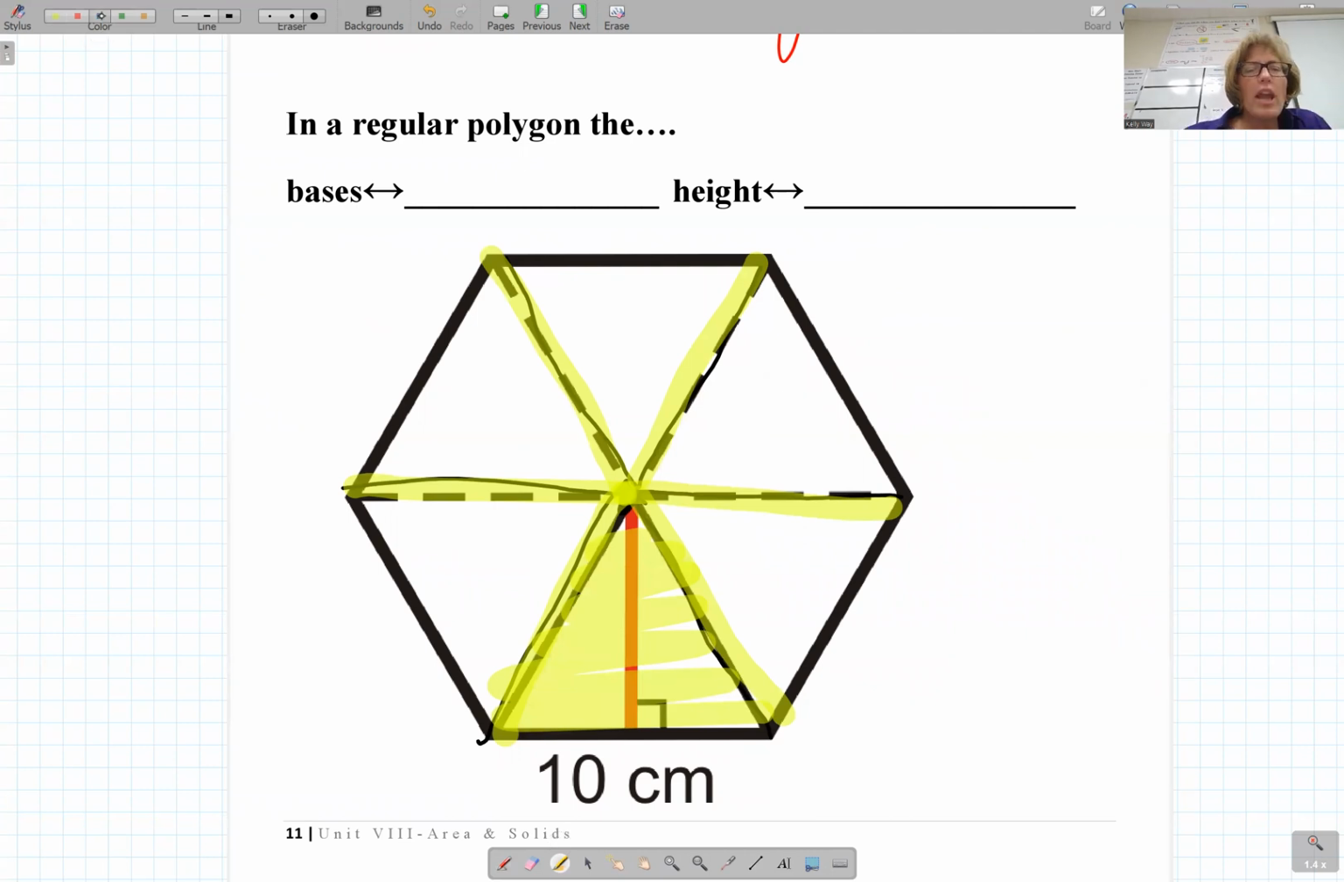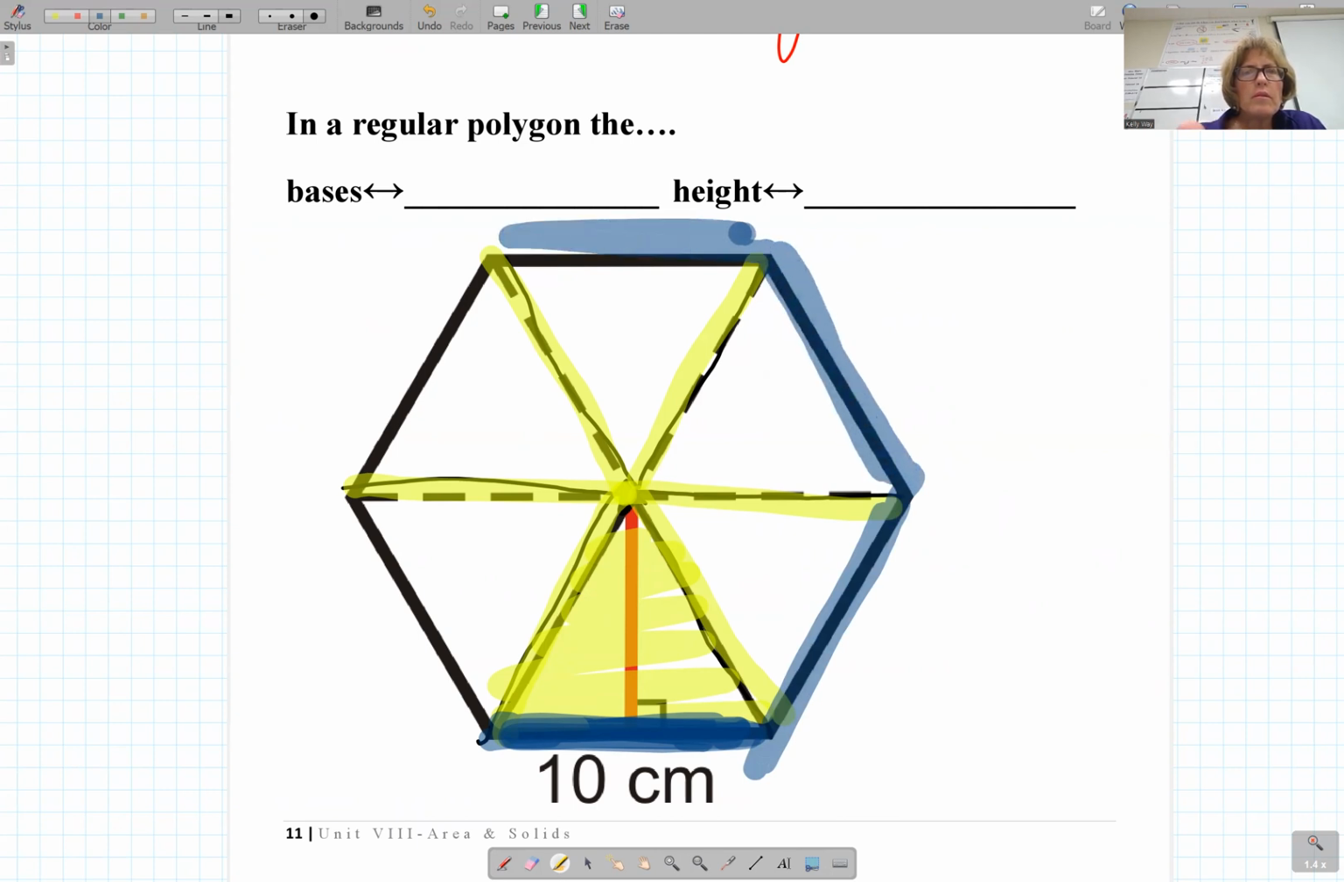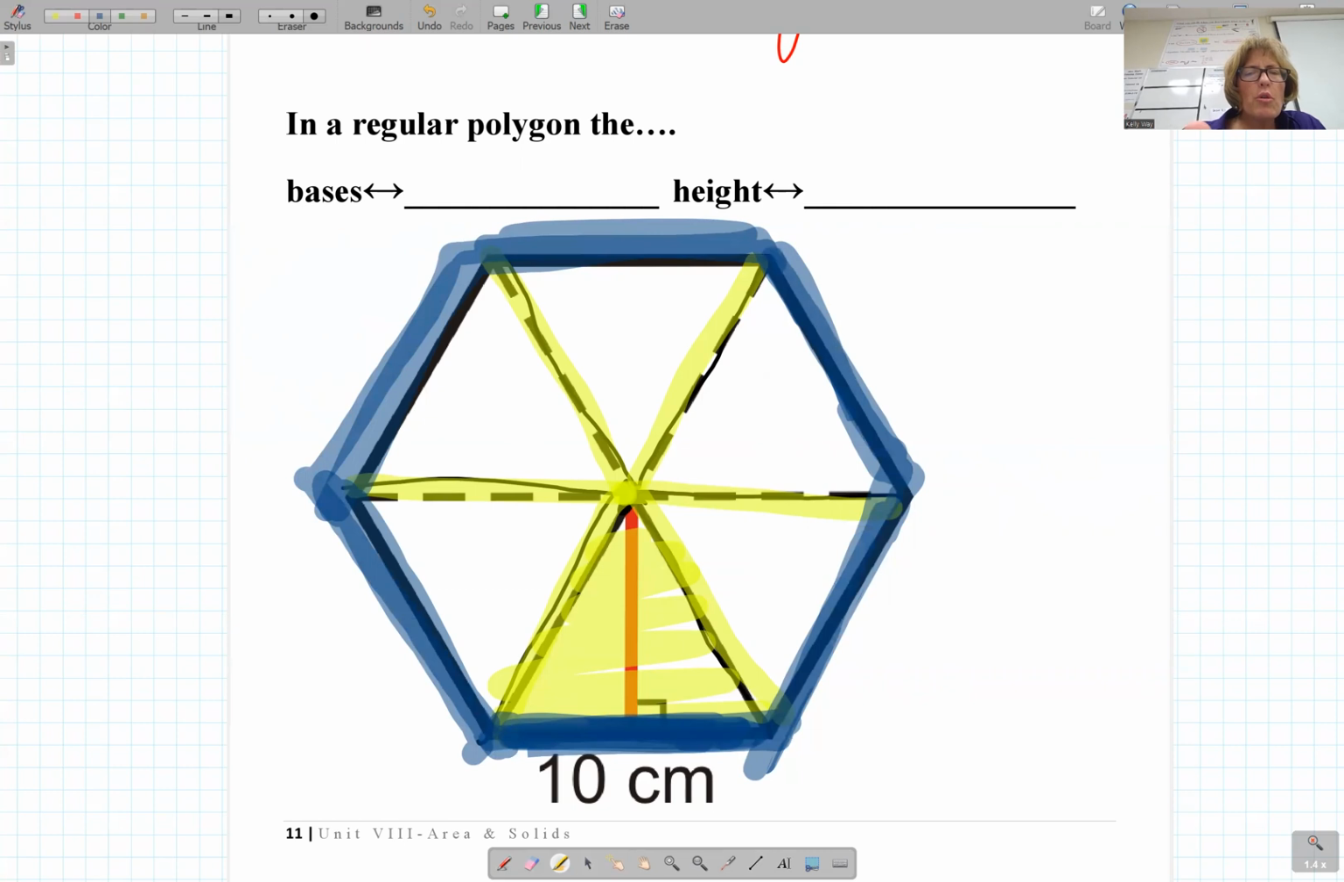Now, if I were to take the triangle right there, that base, I'd like you to trace with me. I'm going to go counterclockwise. Trace the base. Trace the base. Go back, trace all the bases. So the bases collectively of a regular polygon is the perimeter of the shape.